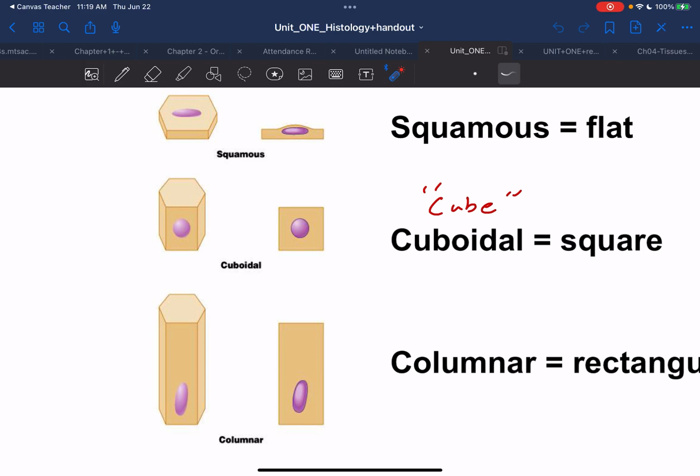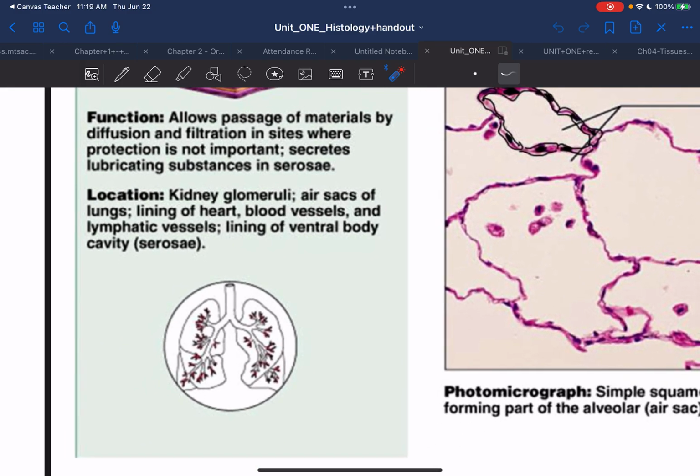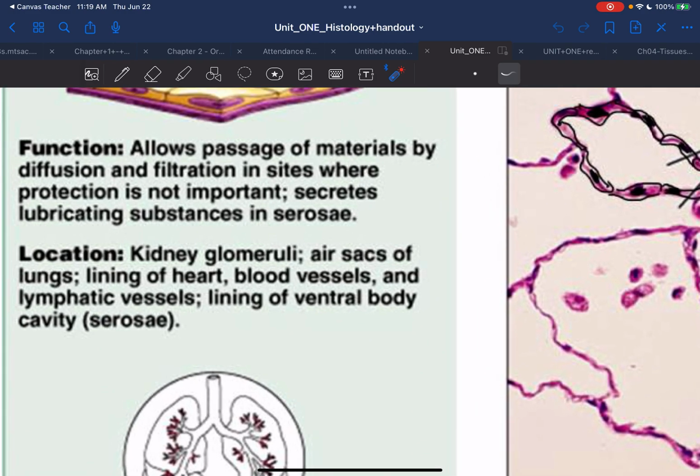So squamous is thin, so it's great for gas exchange. Gas exchange. And so that's its function. You find it in the lungs because this tissue specializes in exchanging of small materials. And so you can see it allows the passage of materials by diffusion.